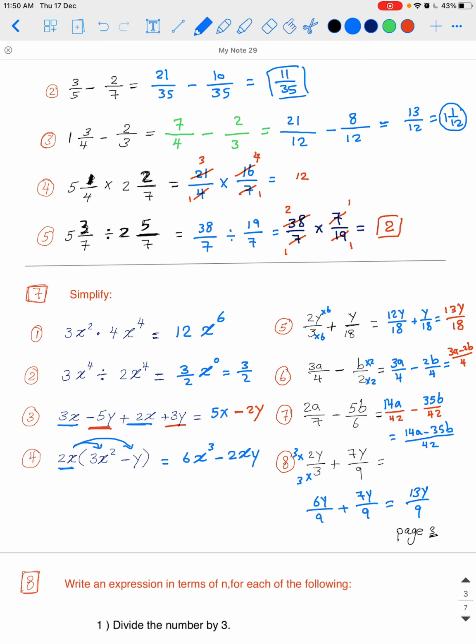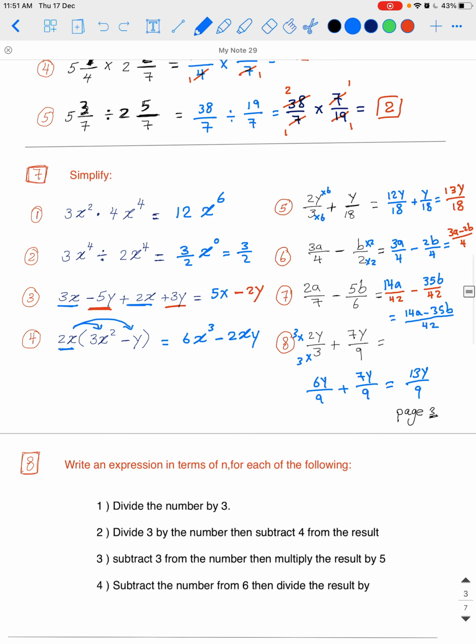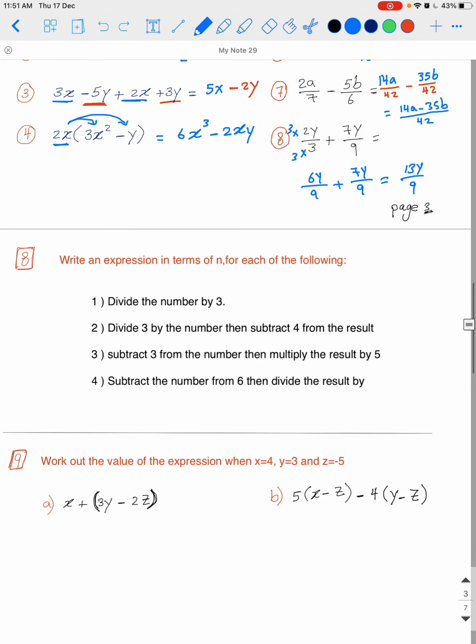By the way, you can put this in the simplest form. 13 divided by 9 will be 1 and 4 over 9, but I prefer that you leave it like this, okay? Don't convert it into a mixed number. Because you will put the symbol at the end, so you have to put multiplication. Leave it like this, 13y over 9. This is its simplest form as a proper fraction. No need to convert it into a mixed number.